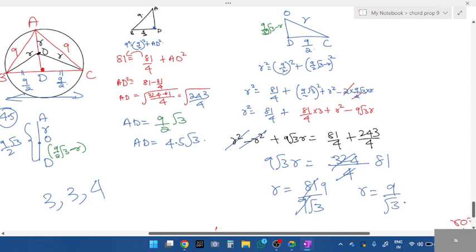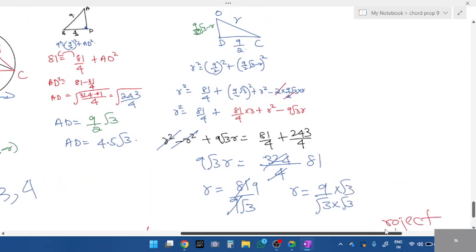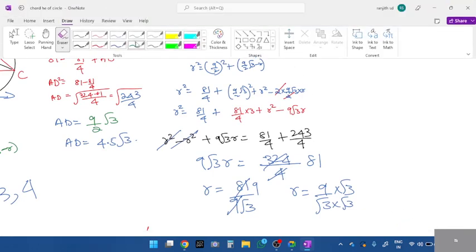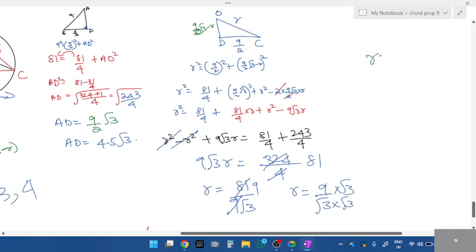Okay. Rationalize root 3. How do you rationalize? You have to multiply into root 3. Look, I'll continue at the top. R is equals to 9 root 3 divided by 3. 3 ones are 3, 3 threes are 9. R is equals to 3 root 3.